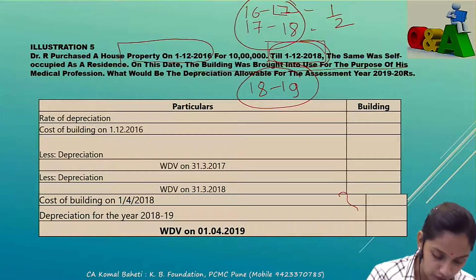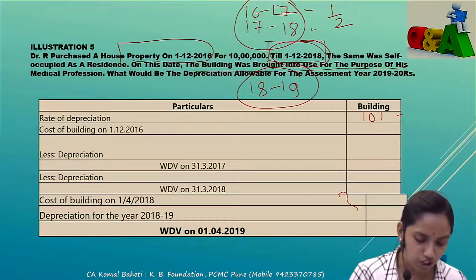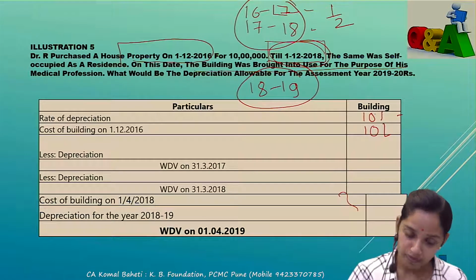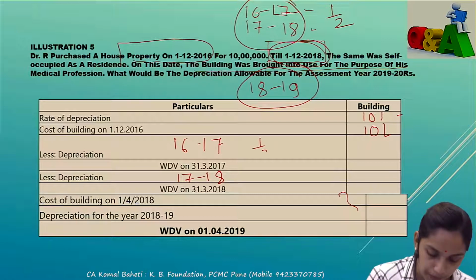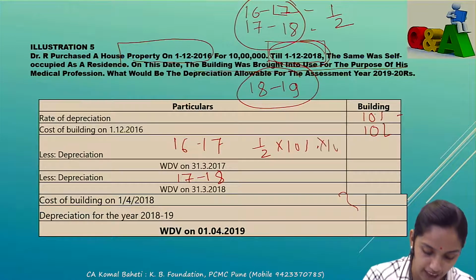I will do the calculation now. The rate of depreciation for the building is 10%. The cost of the building is 10 lakh. The depreciation for 16-17 and 17-18: for 16-17, you will take half of the prescribed rate. So how much is your prescribed rate? 10%. So the half comes to 5% on the 10 lakh. So the depreciation amount would be 50,000.